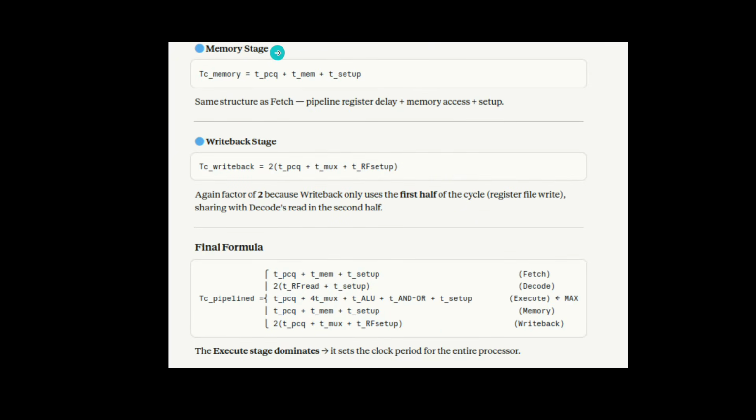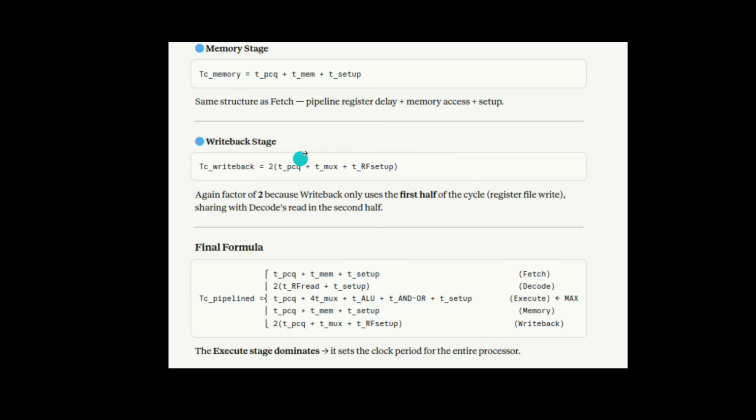Now what is the memory stage? In the memory stage, we have T PCQ, memory, and setup. Then there is the write back stage, where we have to access the register file. So there is PCQ, and a mux which decides, and also a read, then the setting up of the register file, because we are going back to the register file, so we have to set up the register file.